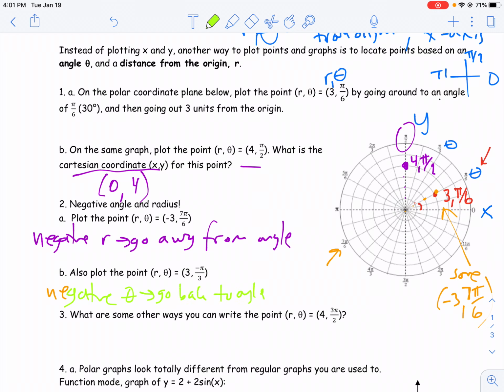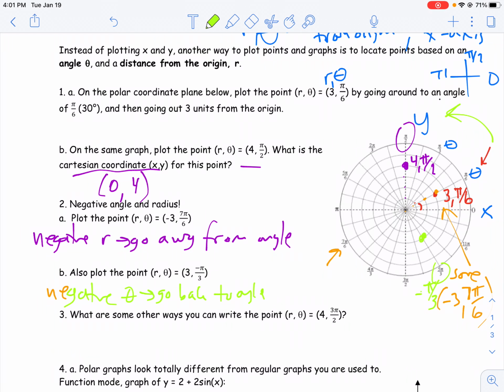So if you have negative pi over 3, it's just saying, okay, I'm going to go backwards pi over 3 units. So 5 pi over 3 is in the same spot as negative pi over 3. Usually we measure in the counterclockwise direction, but if we have a negative angle, we go backwards, and now we just go out 1, 2, 3 units to that point. So that's how you deal with a negative radius, which goes backwards, or a negative angle where you just measure the angle backwards.